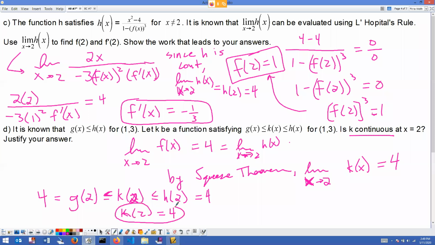And so we've shown that k of 2 is 4 and the limit as x approaches 2 of k is 4. And so therefore, yes, it is continuous because it meets all three criteria for a function to be continuous. The limit as x approaches 2 exists, k of 2 exists, and those two values are the same. Any questions on that?